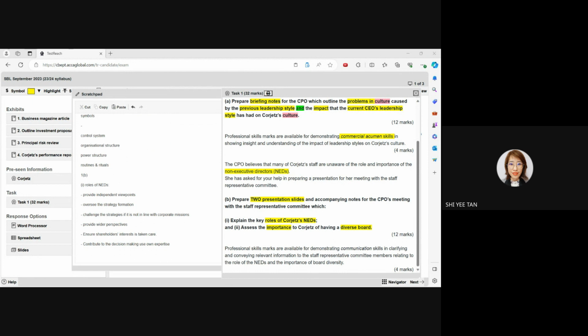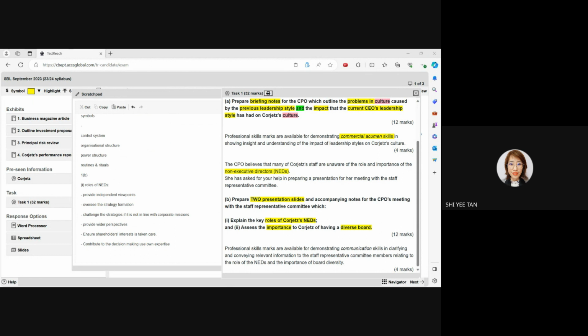What is diverse? Diverse means you have people from different backgrounds. Am I right? People from different areas of expertise, people with different character. Women, men, then what else? Different races, different nationalities, different qualifications, different experience. That's what we call diverse, right?